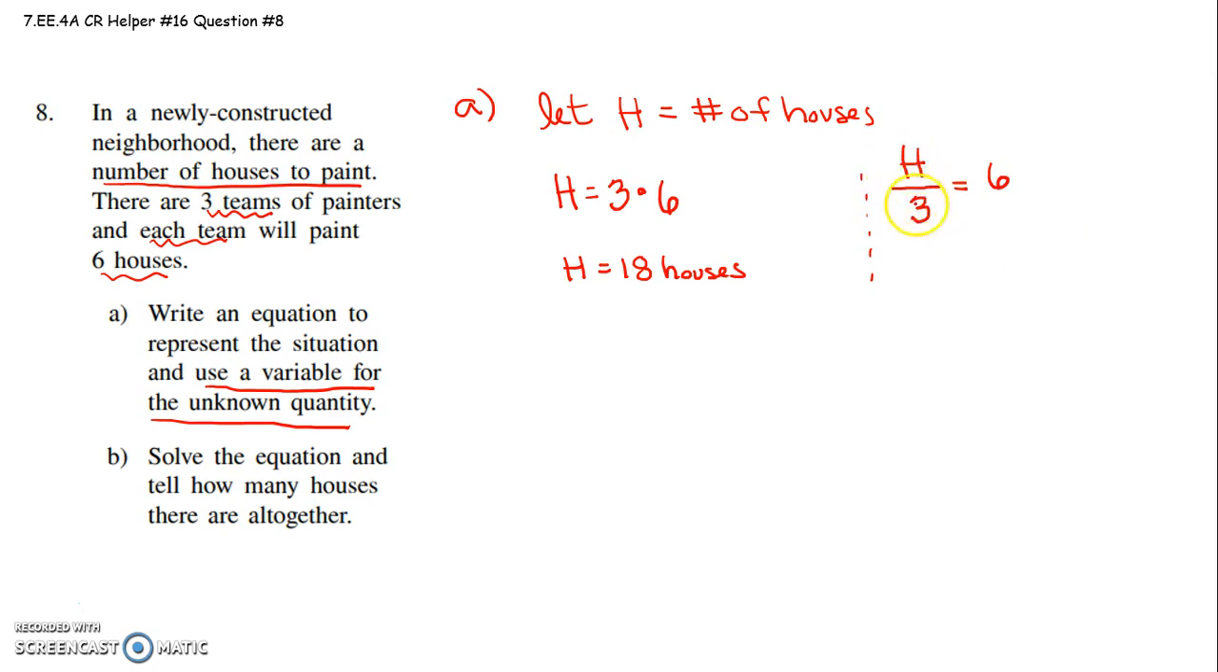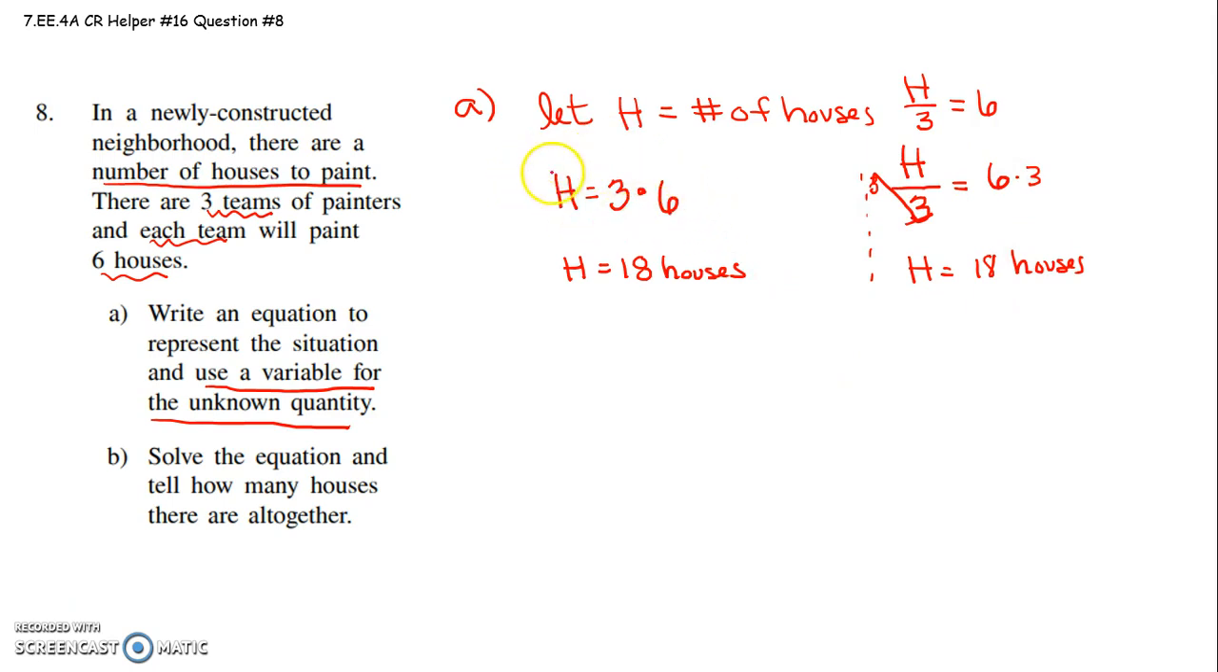We would undo this division with multiplication. So I'd multiply the left-hand side by 3, which means I'd multiply the right-hand side of the equal sign by 3. Those 3's would divide out, a fancy form of 1. 1H is just H. 6 times 3, we still get 18 houses. The equation would be H over 3 equals 6, and in this second step is where you'd multiply each side by 3.